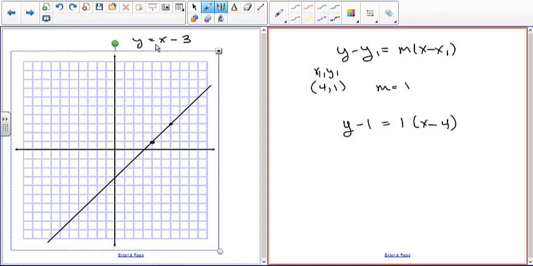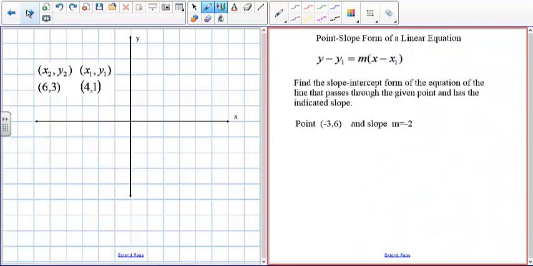Now, if we want to get in the slope-intercept form like we have here, what we do is multiply 1 times x, 1 times negative 4, and then we add 1 to both sides to solve for y. We get y is equal to x minus 3, which is the same thing. Okay, so we just did that. We just talked about this.